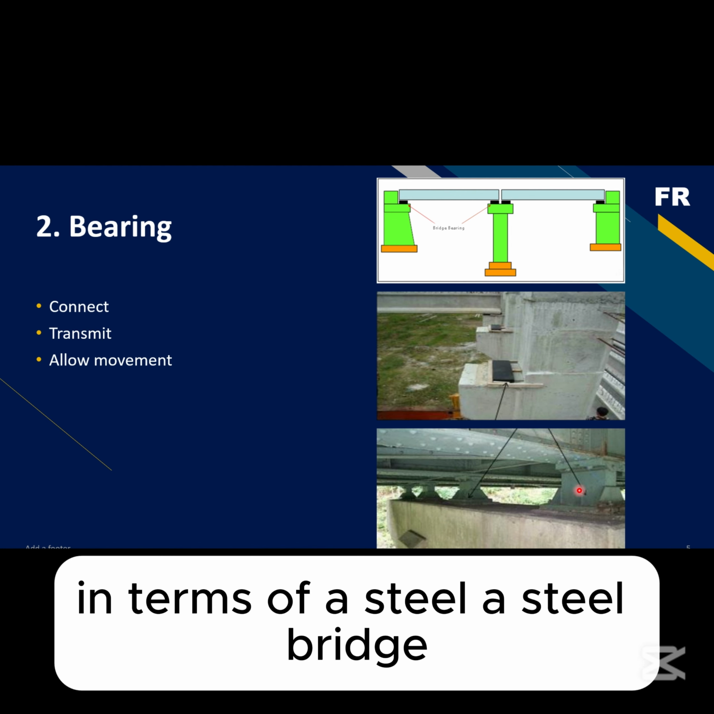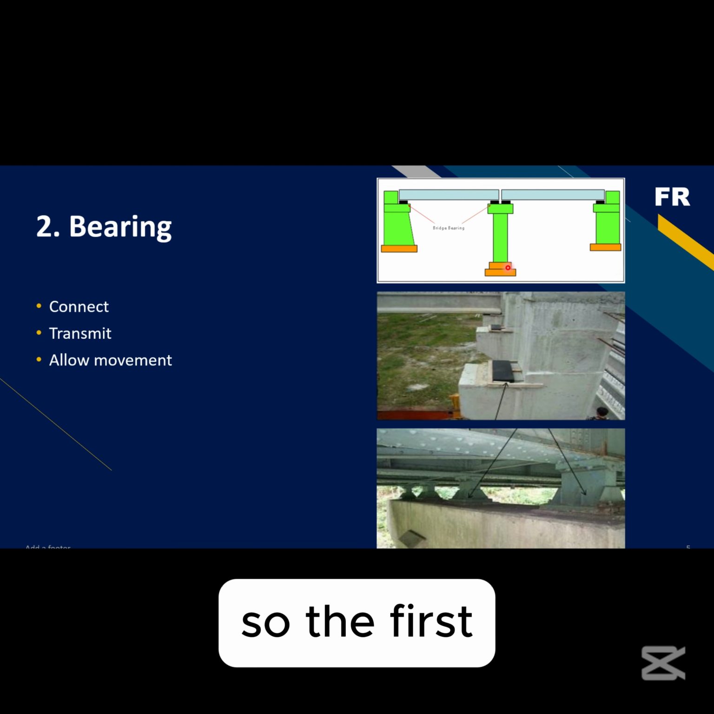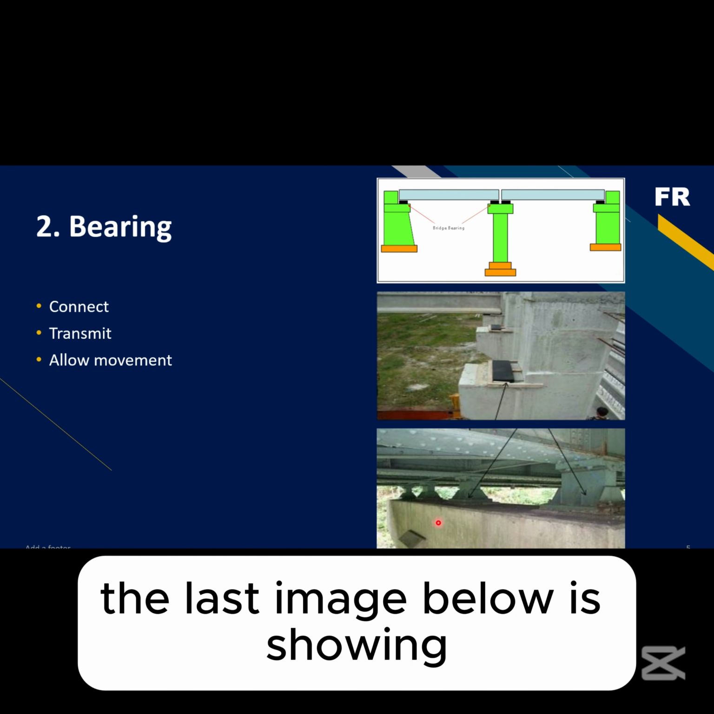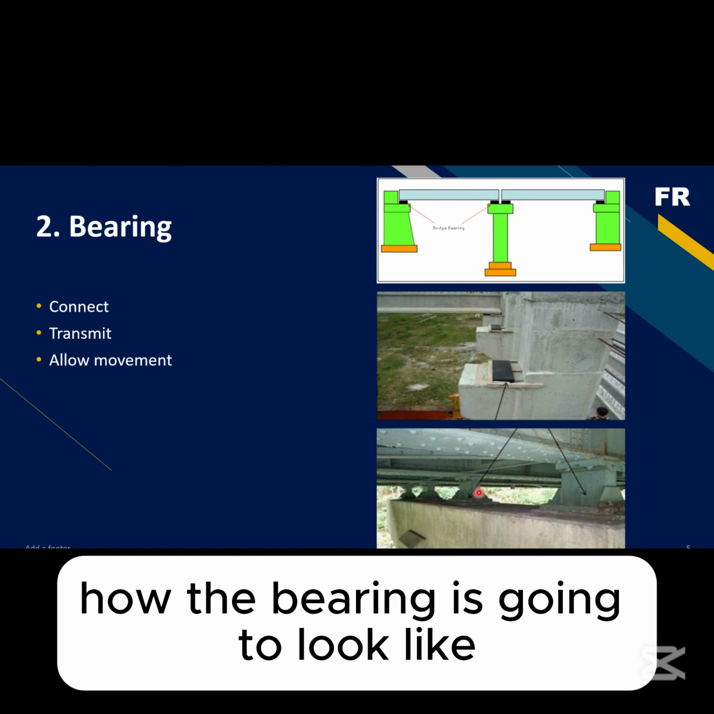In terms of a steel bridge, this is how your bearing is going to look like. So the second image is showing an elastomeric bearing. The last image below is showing for a steel bridge how the bearing is going to look like.